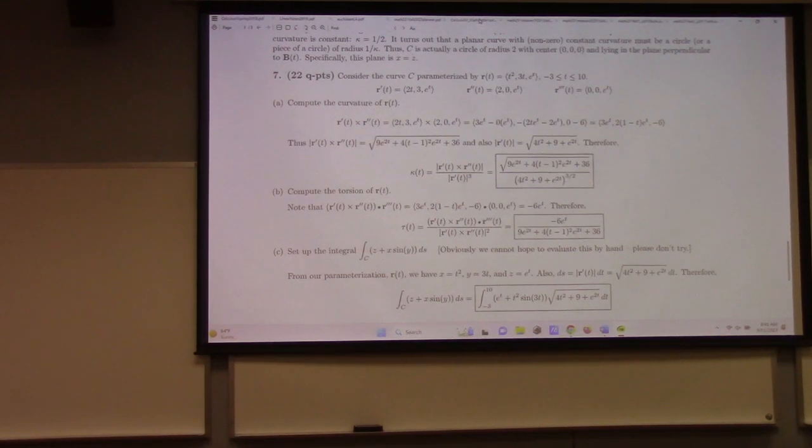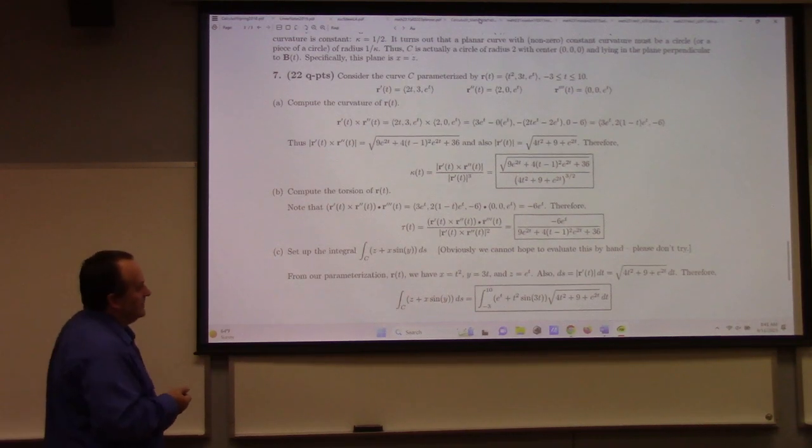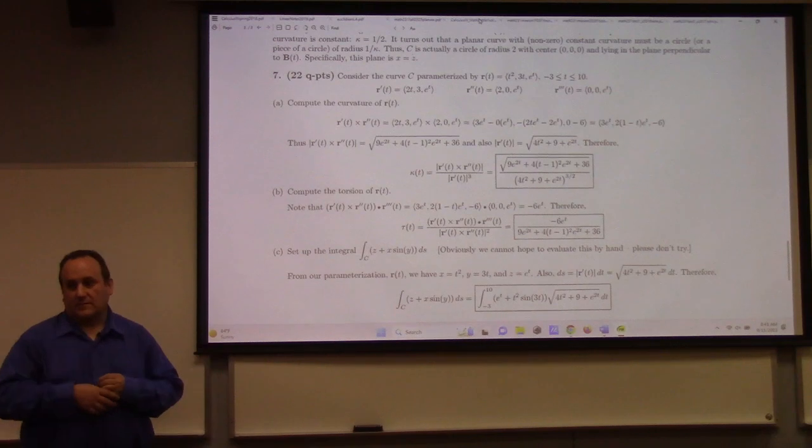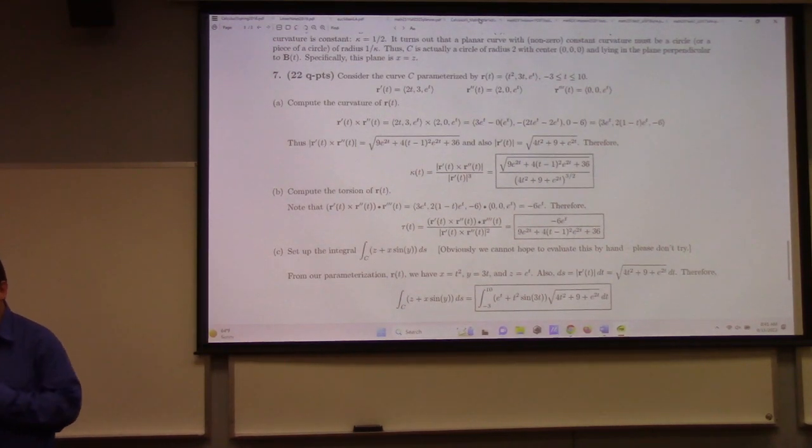And so if you know these formulas, like the curvature is the magnitude of the velocity cross the acceleration divided by the speed cubed, and the torsion is given by this formula, then if you knew these formulas, you could use those to calculate curvature and torsion.